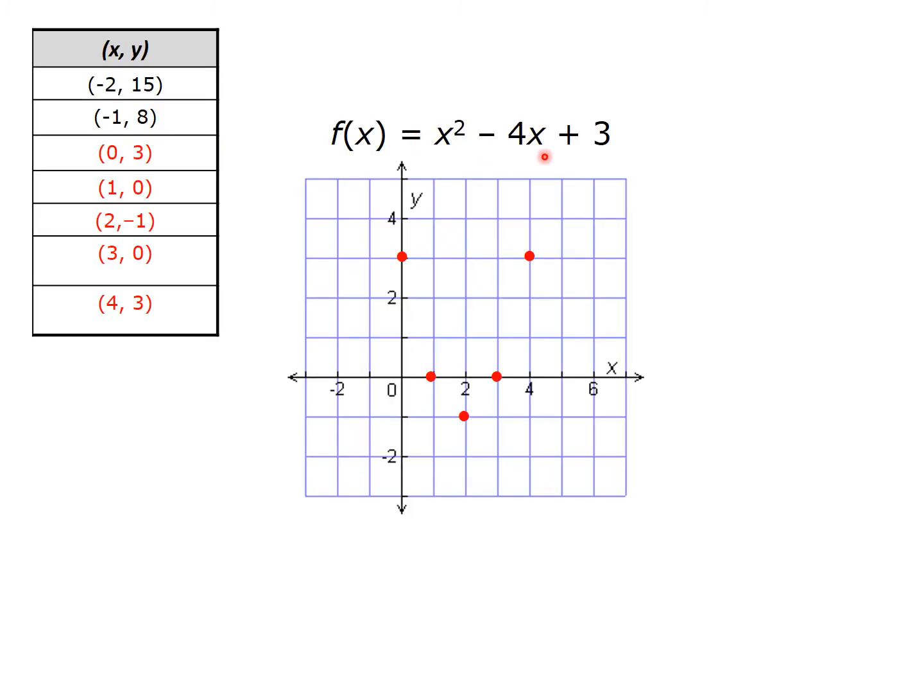So to plot this quadratic equation, I have these points. I will plot these points on the coordinate plane. 0, 3 here, 1, 0 here. I calculated one extra. When x is 4, I have y as 3. So the extra point goes here. Now join these points and you'll see the shape is a U. So whenever the coefficient of x squared is positive, you will get a U shape.